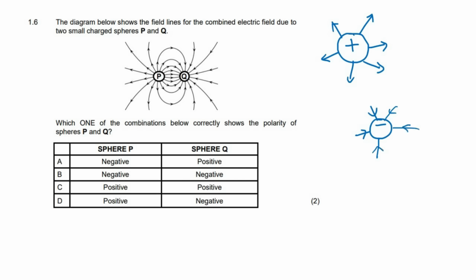So if you look at P, you can see that the arrows are pointing away. So that means P must be positive. Okay, so P is positive. So these two cannot be the answer. So let's scratch out A and B. And then if you look at Q, the lines are going towards. So Q must be negative. So the answer here is D.